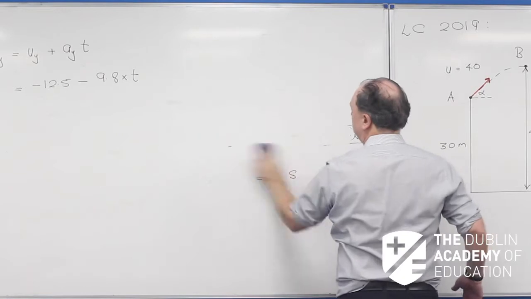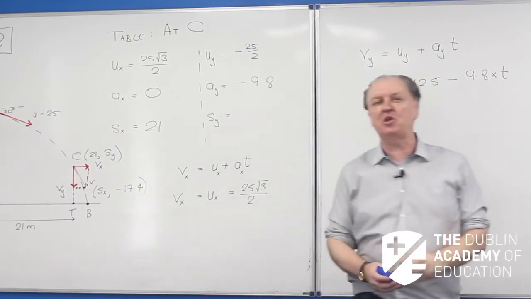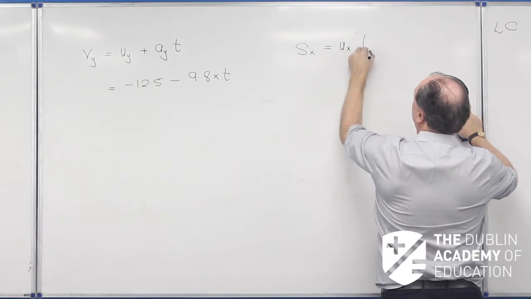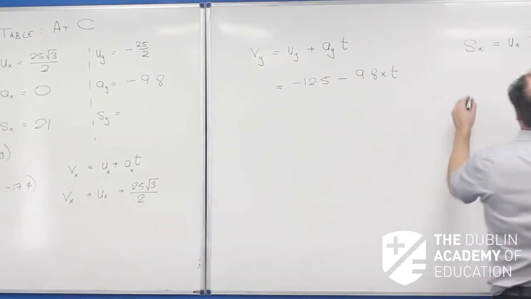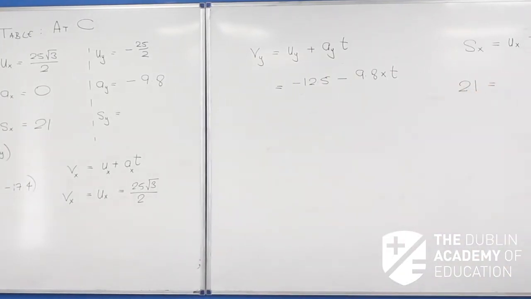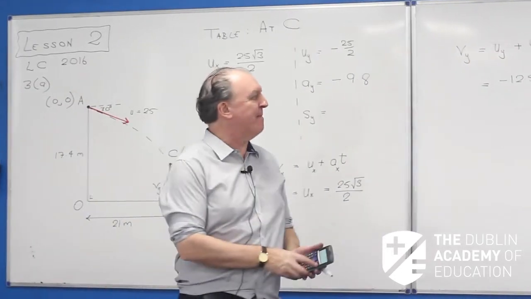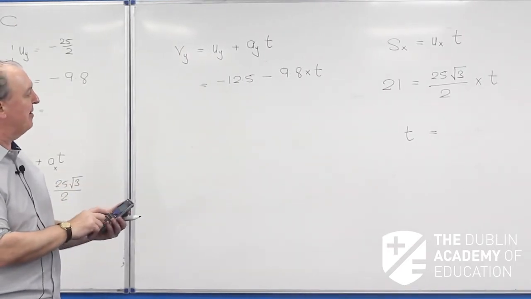Well, why don't we go to the x side of the equation and write down Sx equals Uxt. Sx is 21. Ux is 25 root 3 on 2 multiplied by t. Solve that equation for t. So you do the math yourself. You're going to slide the 2 up, multiply the 2 by the 21, and divide by the 25 root 3.